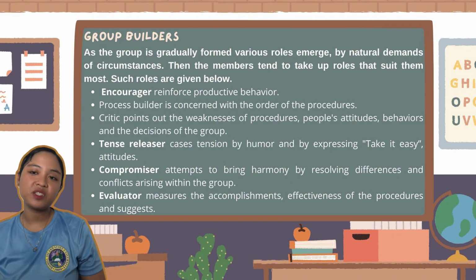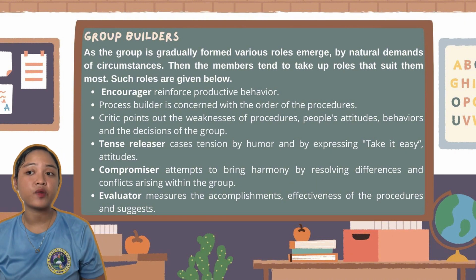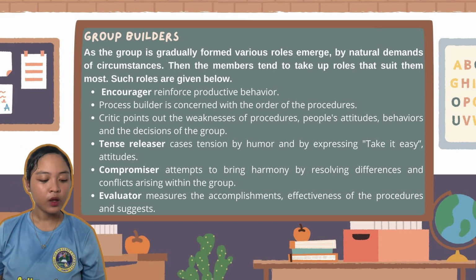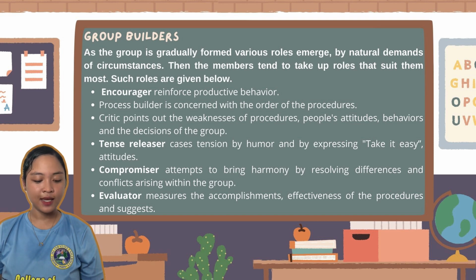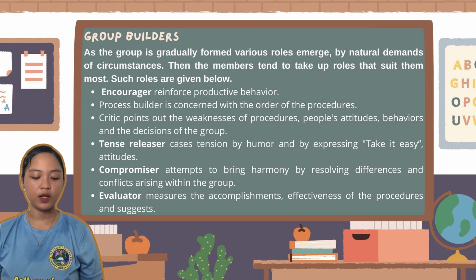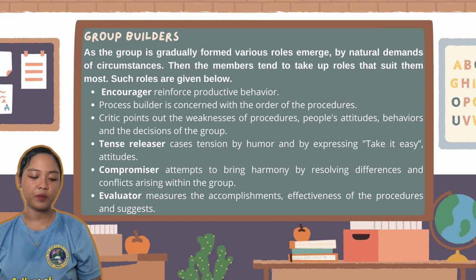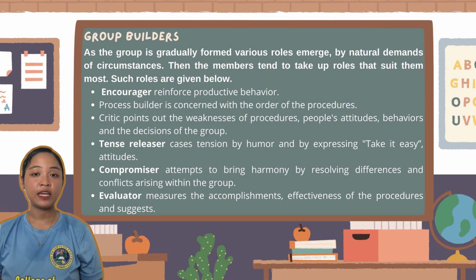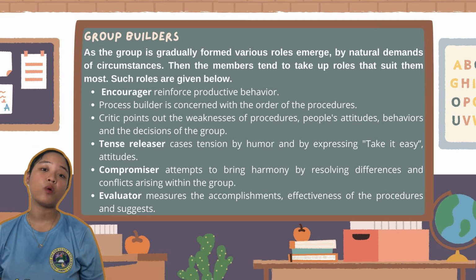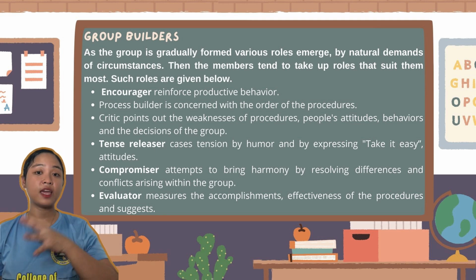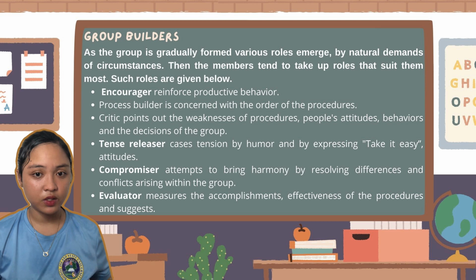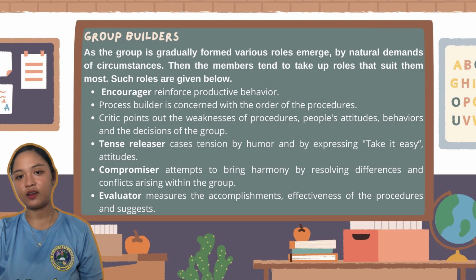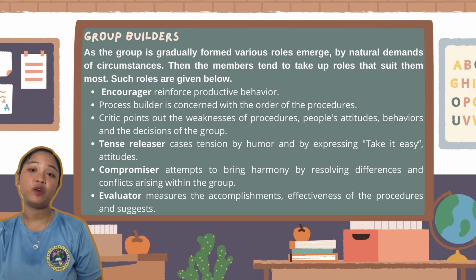So compromiser attempts to bring harmony by resolving differences and conflicts arising within the group. So seek solutions that satisfy everyone, mediating conflicts and finding common ground. So look for a solution in every circumstance that we do not understand, or something that is an error in what we are doing. Seek solutions that satisfy. Next is evaluator.